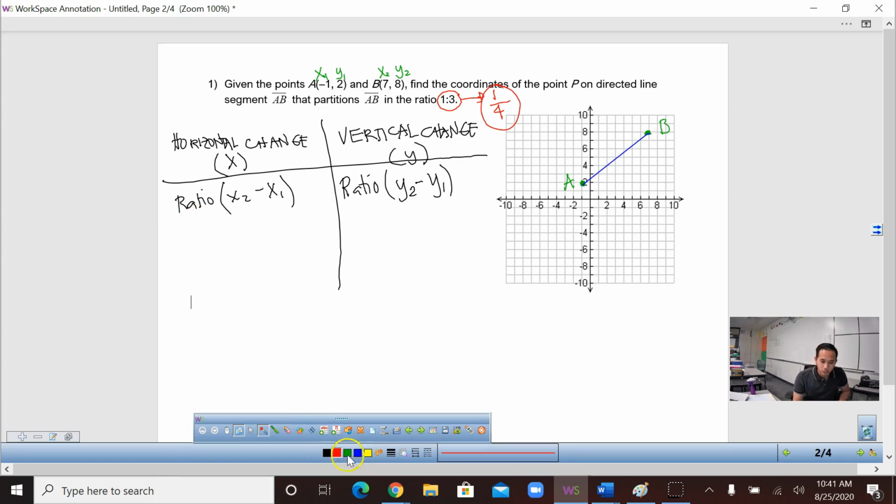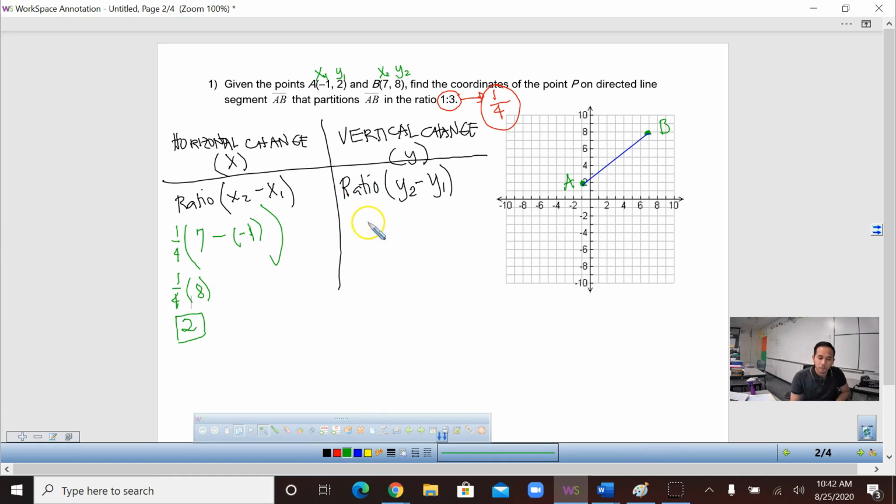The ratio is 1/4. I'm going to change ink. So the ratio is 1/4, and then your x2, which is 7, minus x1, which is -1. I'm going to put that in parentheses so you can see this is -1. So 7 minus -1, that is 7 plus 1, which is 8. So 1/4 times 8 will give us 2. I'm going to box this one because we will need it on the next step.